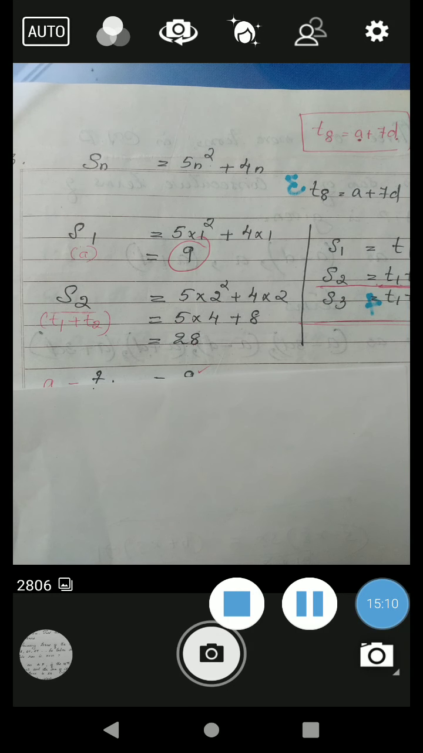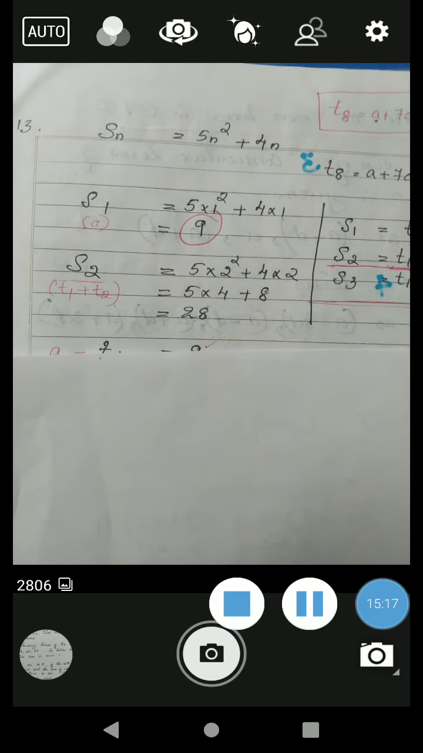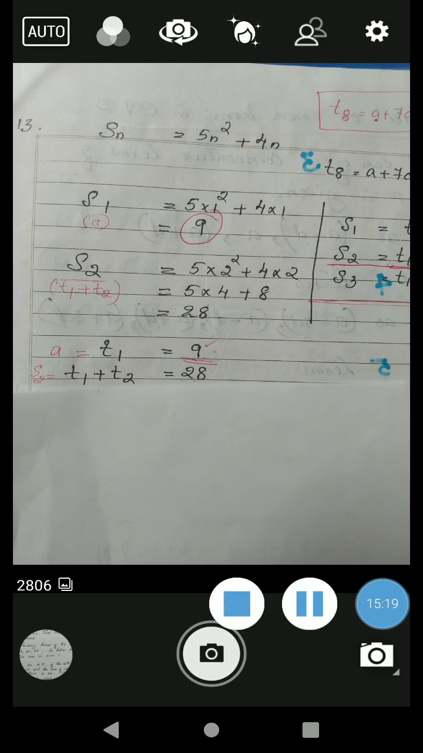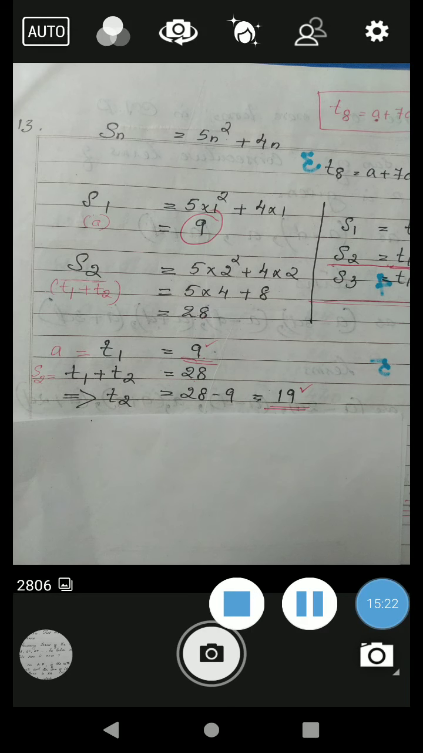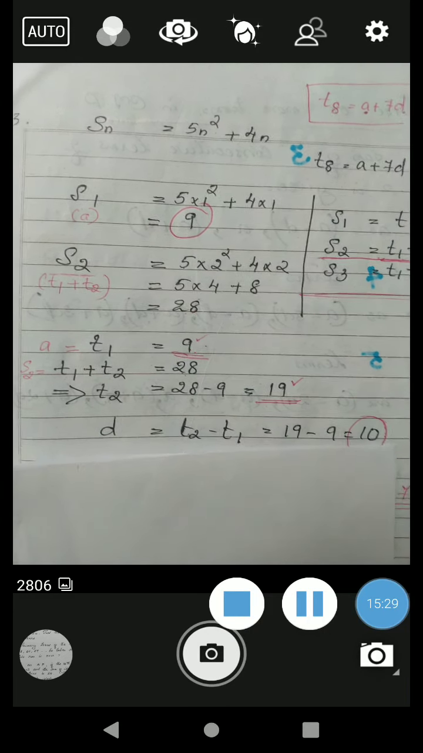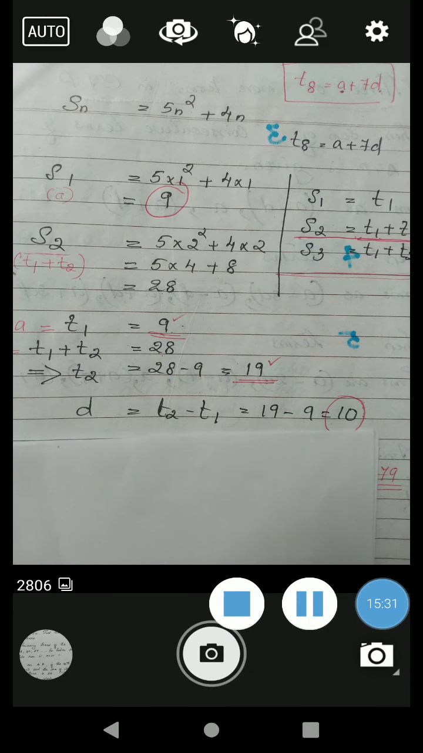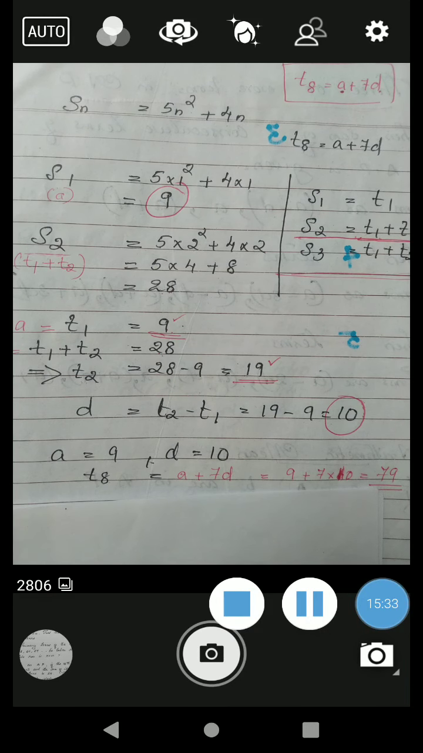Actually T1 is 9 and T1 plus T2 is 28. Therefore, we can find T2. T2 is 28 minus 9, that is 19. Now you can find D. D is T2 minus T1. Now we get D, which is 10. Therefore, we can find T8. T8 is A plus 7D. That is 9 plus 7 into 10, which is equal to 79.